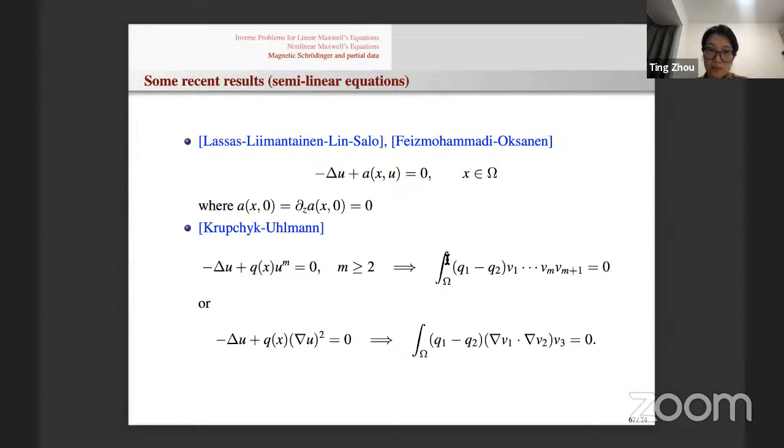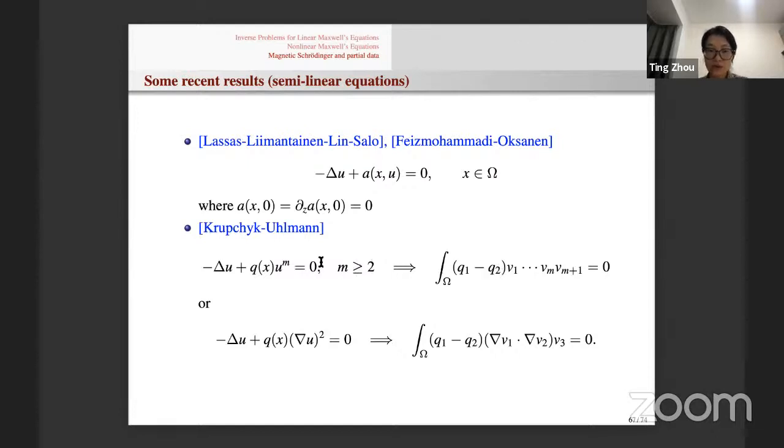Here is just to summarize some previous results using the same idea. This first one is just to look at the case without the magnetic potential, so here only the little a will be Q. This assumption is also to guarantee the linearized equation is the Laplacian and 0 is a solution. And in another paper by Krupchik and Uhlmann, they look at other types of nonlinearities in the Schrodinger equation. This is like for m being bigger than 2, so quadratic or higher order.